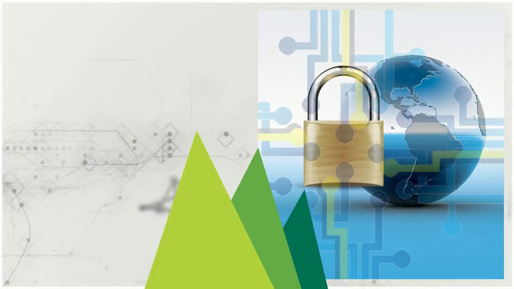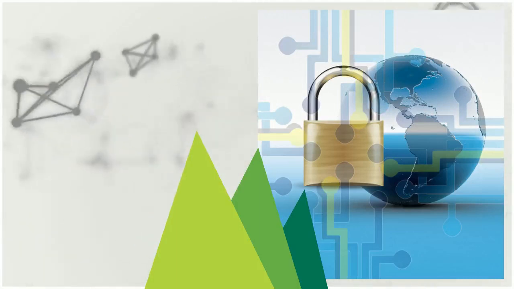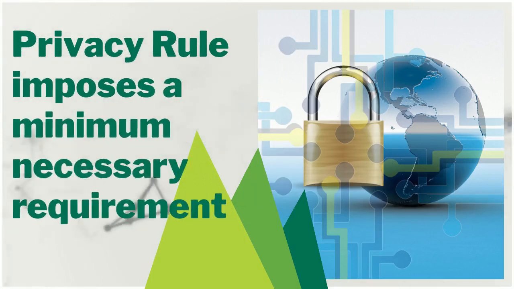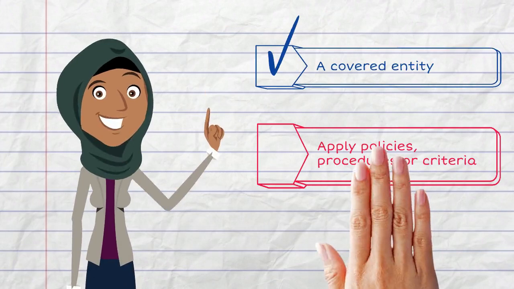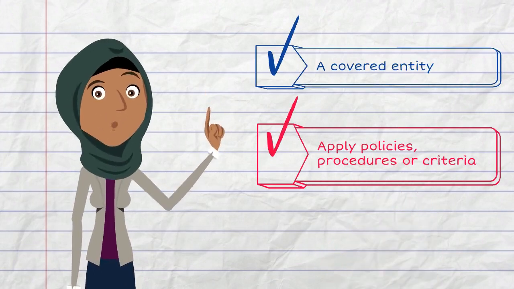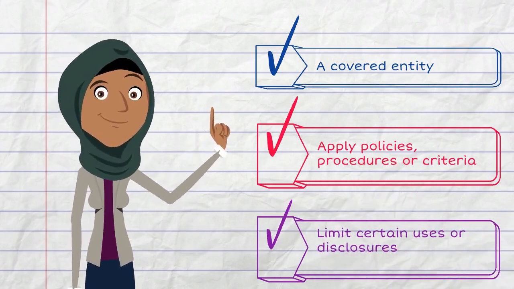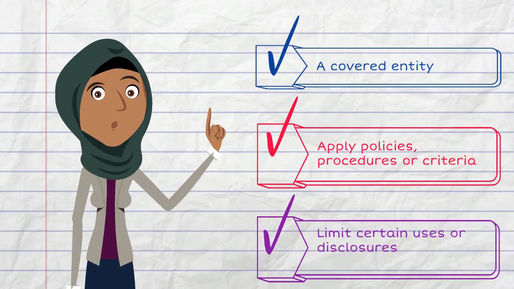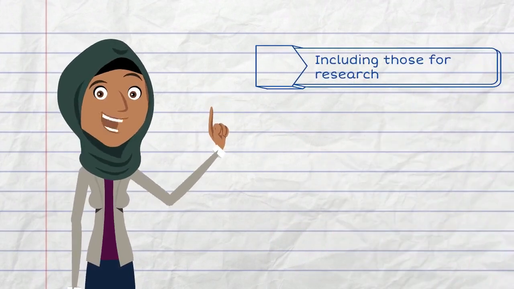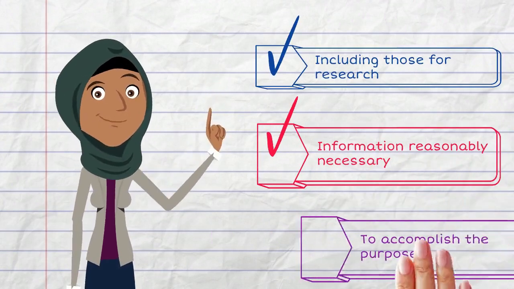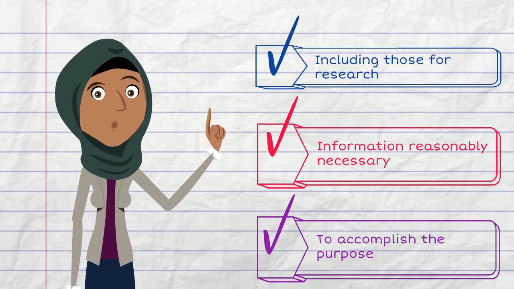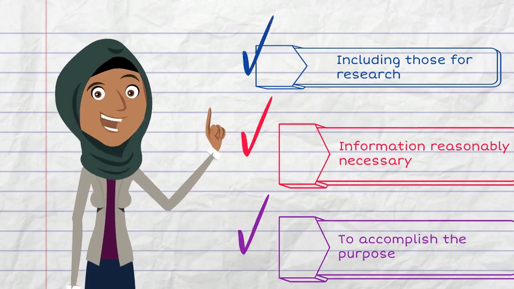Otherwise, let's begin. With some exceptions, the privacy rule imposes a minimum necessary requirement on all permitted uses and disclosures of PHI by a covered entity. This means that a covered entity must apply policies and procedures or criteria it has developed to limit certain uses and disclosures of PHI, including those for research purposes, to the information reasonably necessary to accomplish the purpose of the requested use or disclosure.